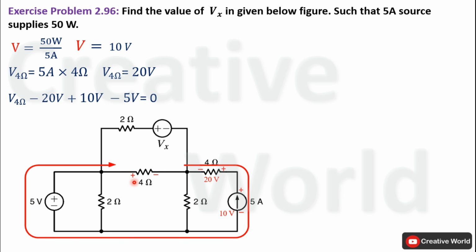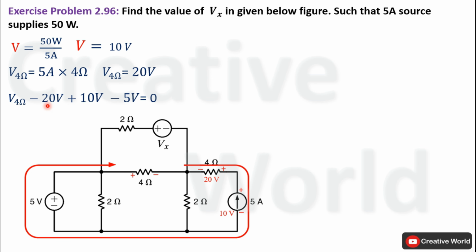Start from here, current entering terminal is positive, so voltage across 4 ohm resistance will be taken with positive sign. Next, current entering terminal is negative, so 20 volt will be taken with negative sign. Next, current entering terminal is positive, so 10 volt will be taken with positive sign. And at the end, current entering terminal is negative, so 5 volt will be taken with negative sign.